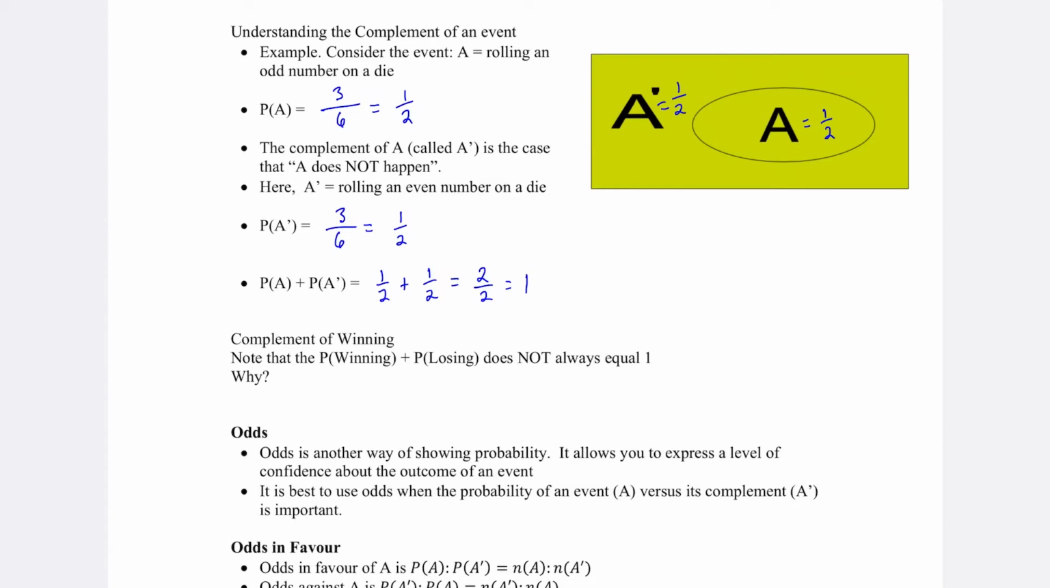Now I want you to be careful when you consider the complement of an event. With the complement of winning, you might notice that the probability of winning plus the probability of losing does not always equal 1. And why is that? Well, in some games, in sports, we have the opportunity to have a probability of getting a tie. Okay? And so there might be a chance that 2 teams tie. Often soccer matches end with a tie. So it'd be better to write the probability of a win plus the probability of not winning, the complement of winning, will equal 100%, or 1.